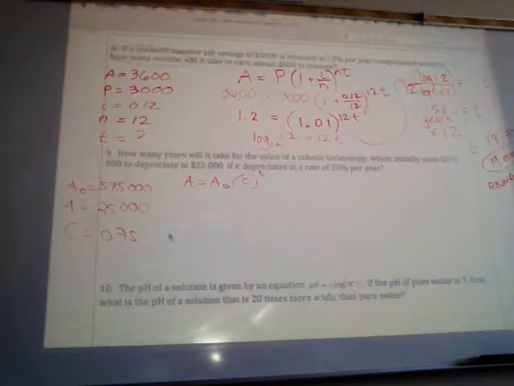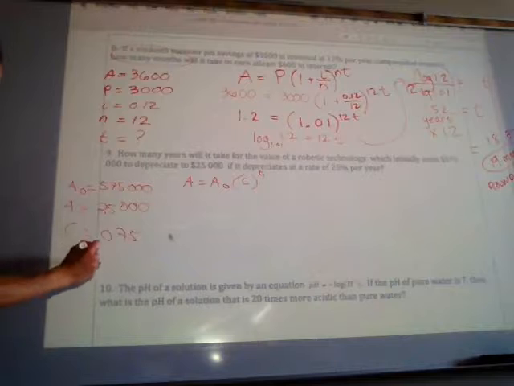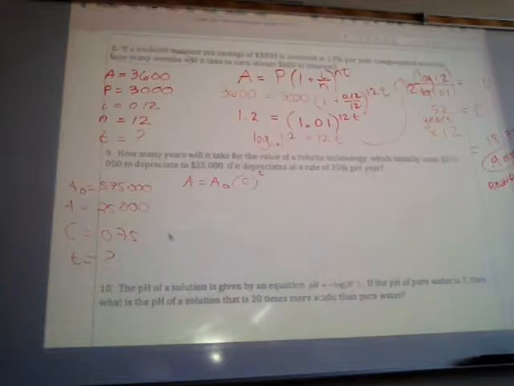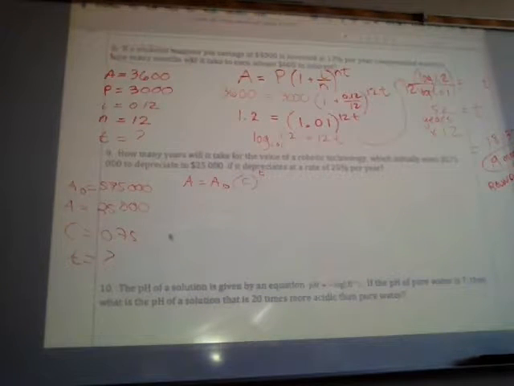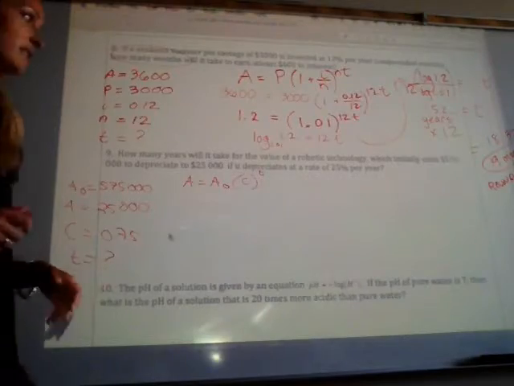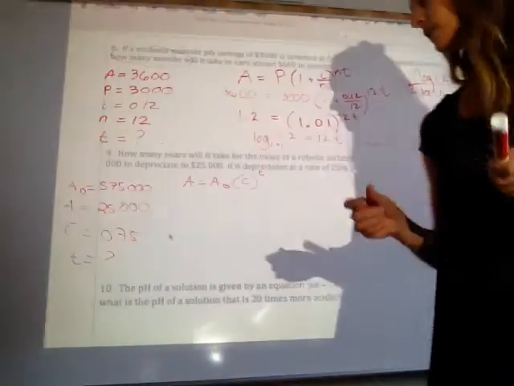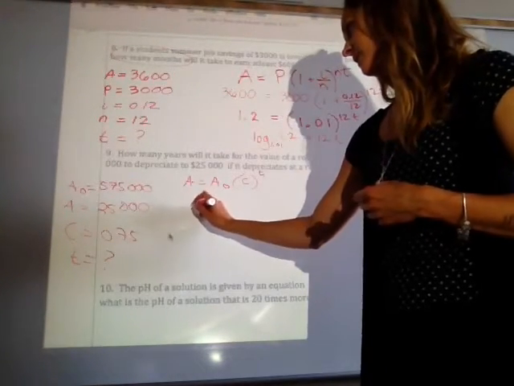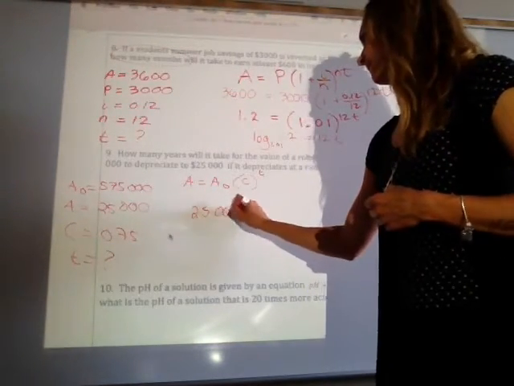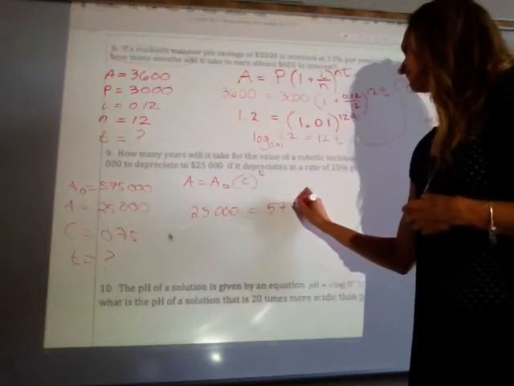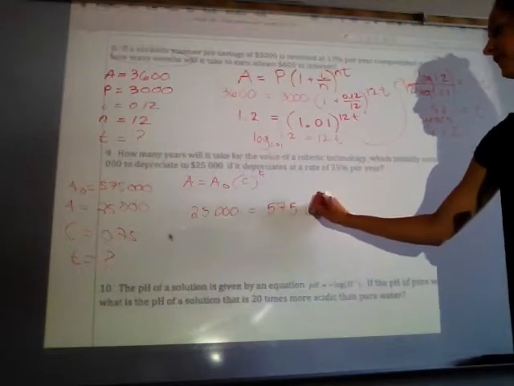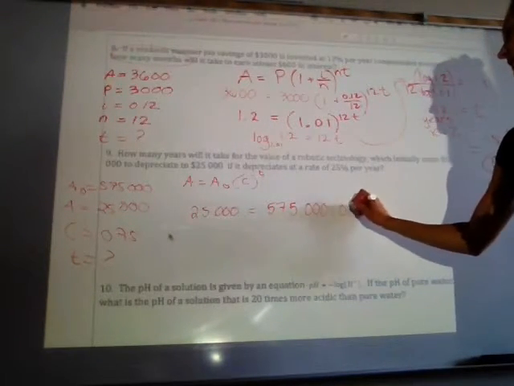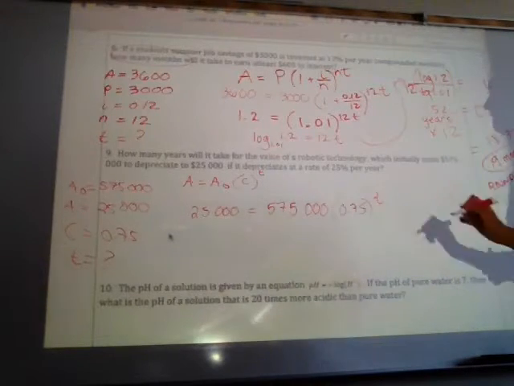What else do we know? Nothing. So we're solving for t. How many years will it take for the value of the robotic technology to depreciate if it depreciates at 25%? So we'll sub in what we know. Okay, the amount is 25,000. Initial amount, 575,000 times 0.75 to the power of t.